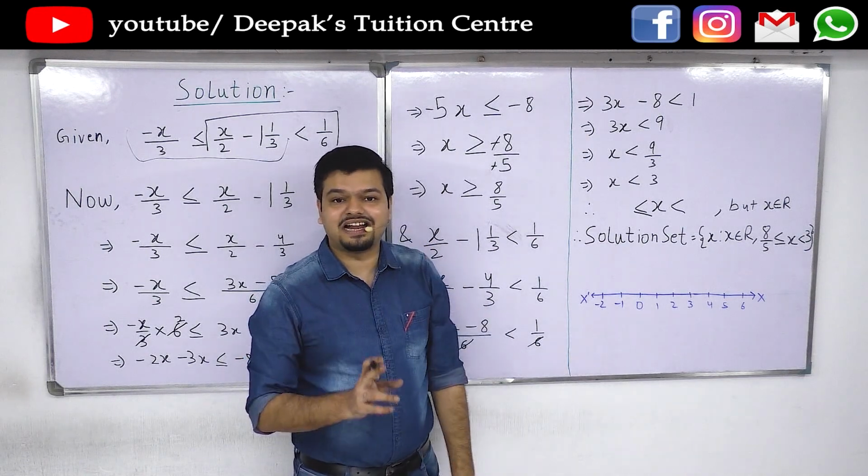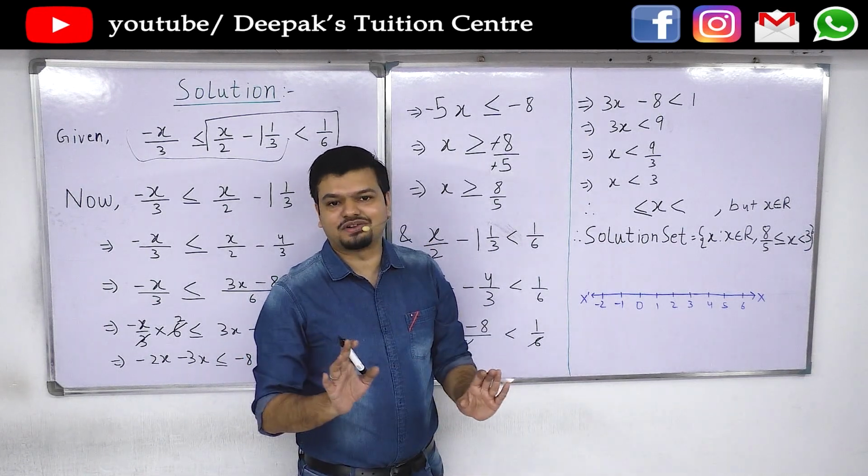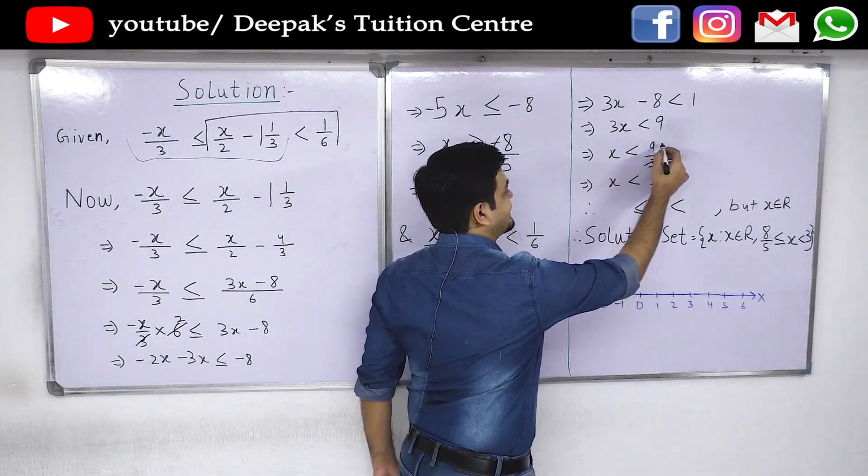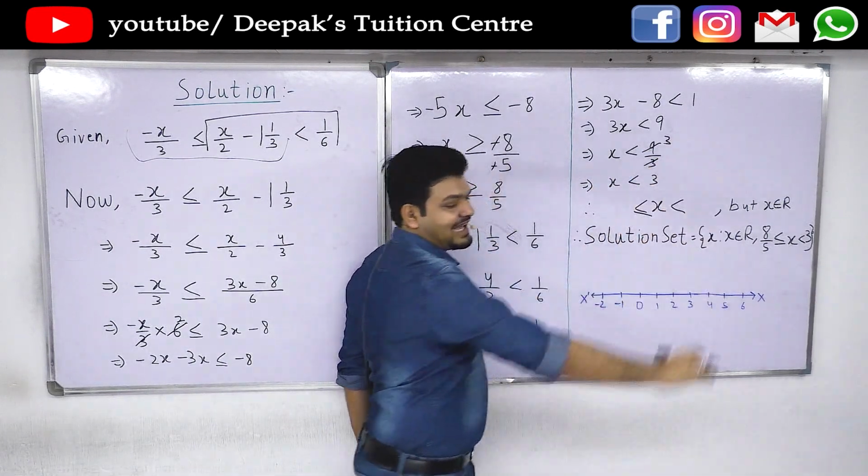Since now we are dividing by a positive number, we do not have to change the sign of the inequation, and it remains x is less than 3. So x is less than 3.